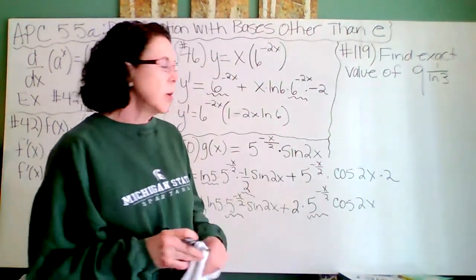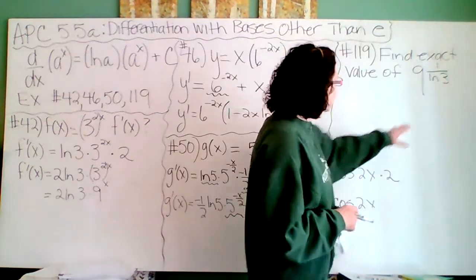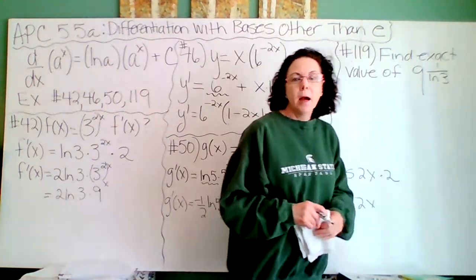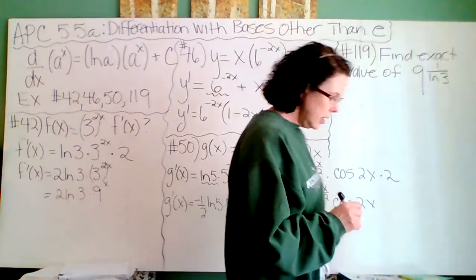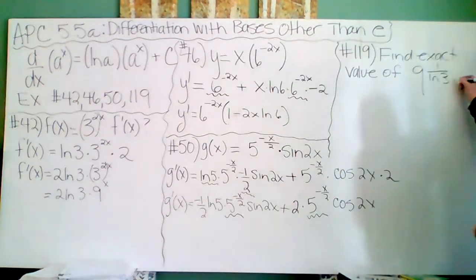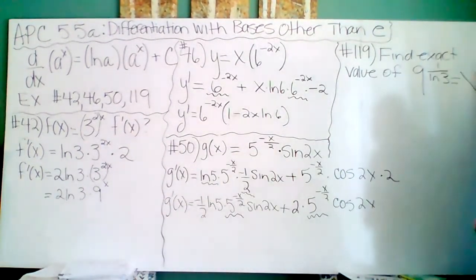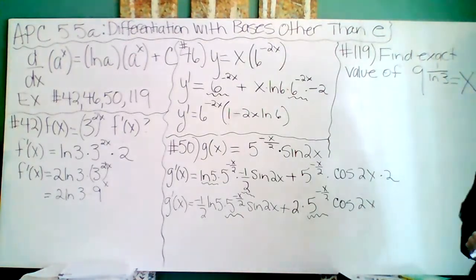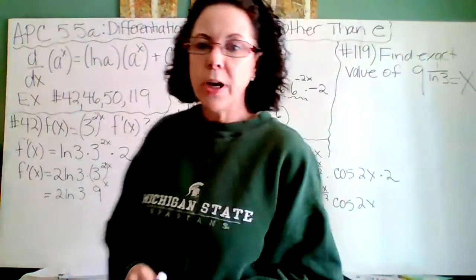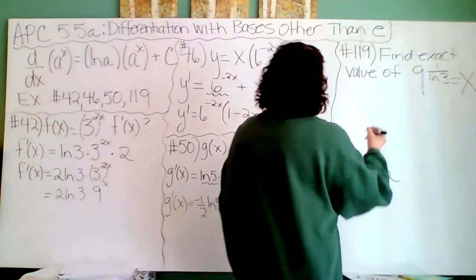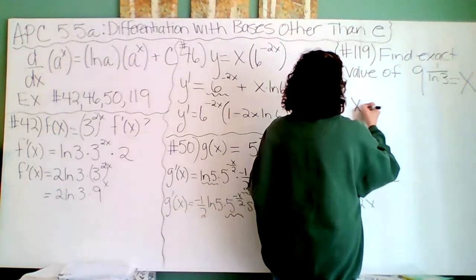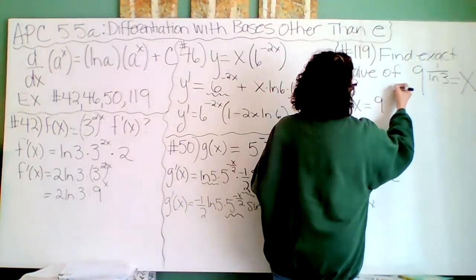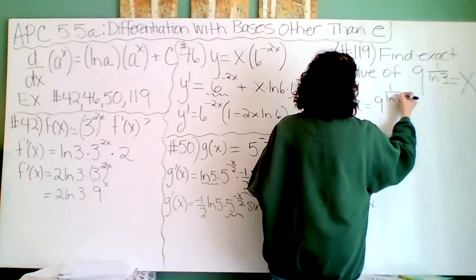There's a couple ways to go. We could write this in logarithmic form. We could say, I'm trying to solve this expression. I'm trying to simplify this. I'm going to call it x. Okay. And I'm trying to solve for x. So let's take a look. x equals 9 to the 1 over the natural log of 3.